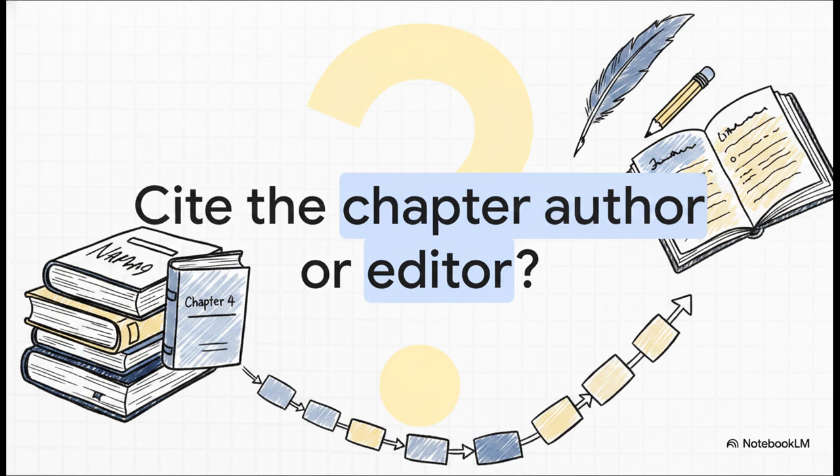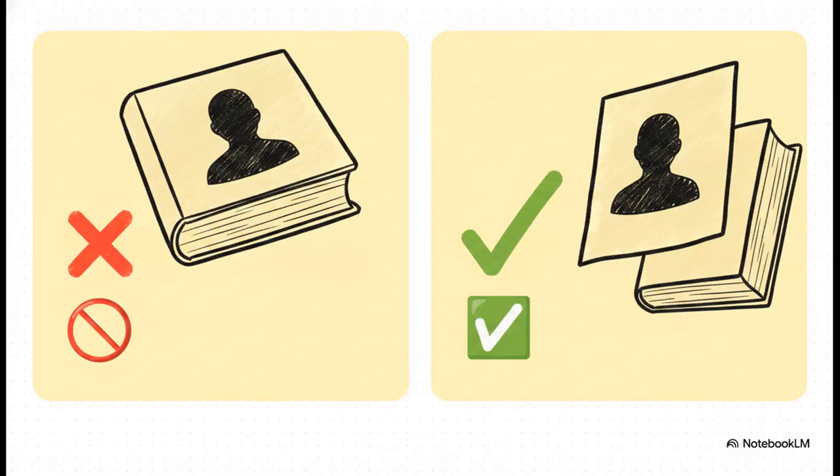So the burning question here is, who actually gets the primary credit? Whose intellectual property are you actually borrowing? And this brings us to the absolute golden rule of edited books. The trap is automatically citing that book editor just because their name is printed in massive letters on the spine. I mean, it's incredibly tempting because it's the absolute easiest information to find, but it is completely wrong.